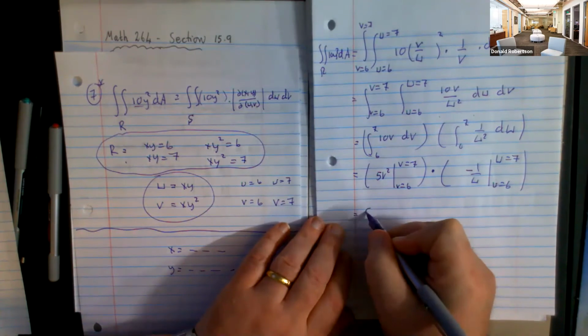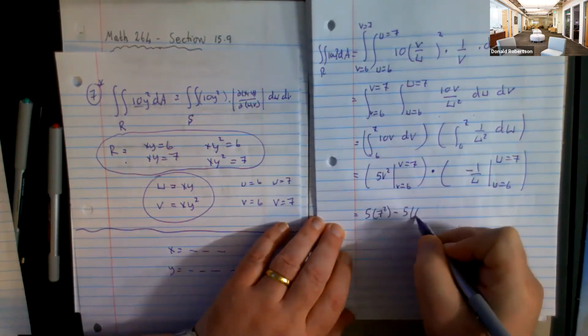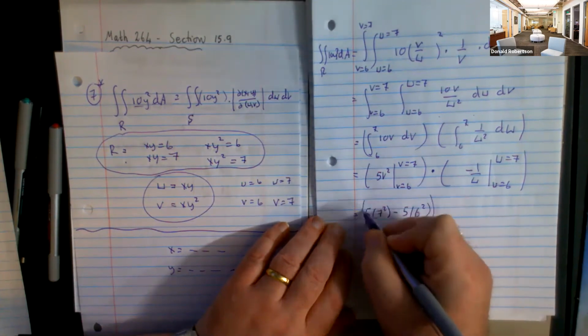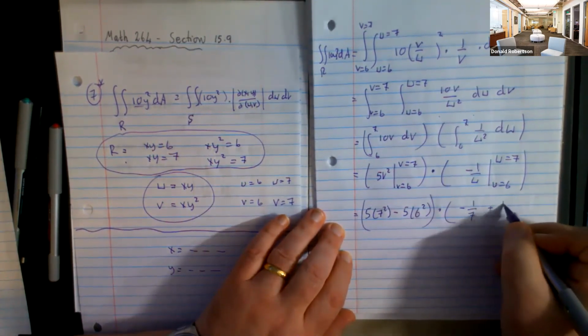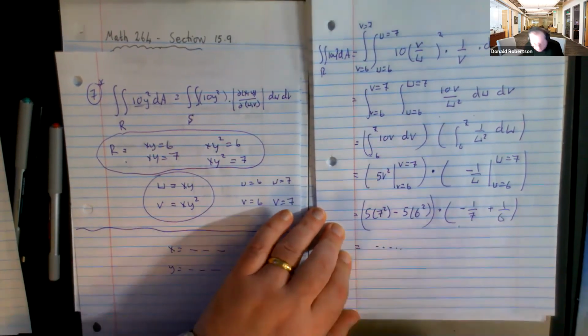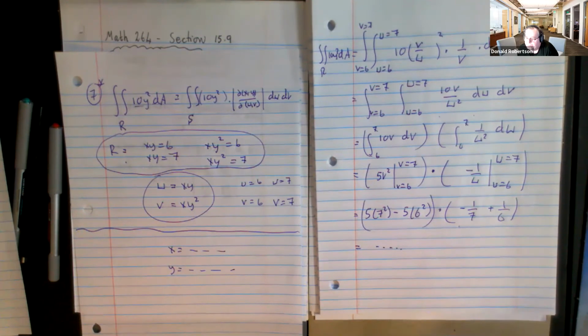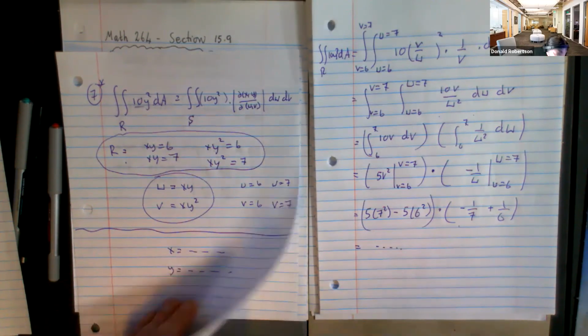And this guy is going to be 5 times 7 squared, take away 5 times 6 squared. And this guy is going to be -1 over 7 plus 1 over 6. And I'm just going to dot that. You'll get some ugly answer, but it'll be an answer. Oh, because you're adding 1 to the power, never mind. We good?